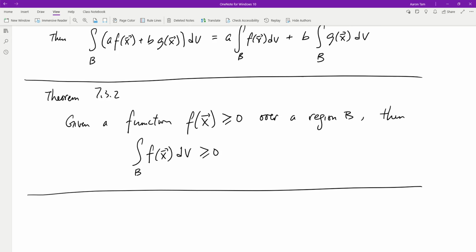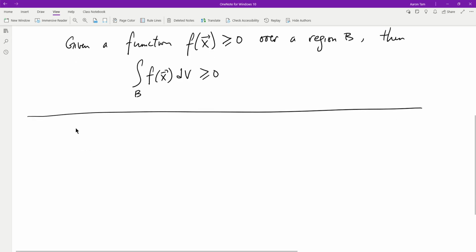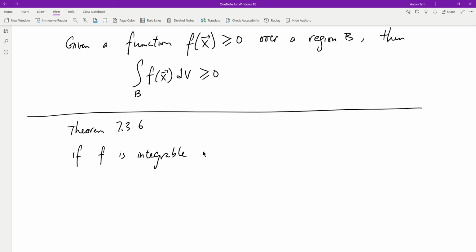The last theorem is theorem 7.3.6, which we actually already used in 7.1, in the last video, but we now formally define it. Let's say f is integrable over two disjoint regions. The word disjoint means that they don't overlap. Let's call them B1 and B2.